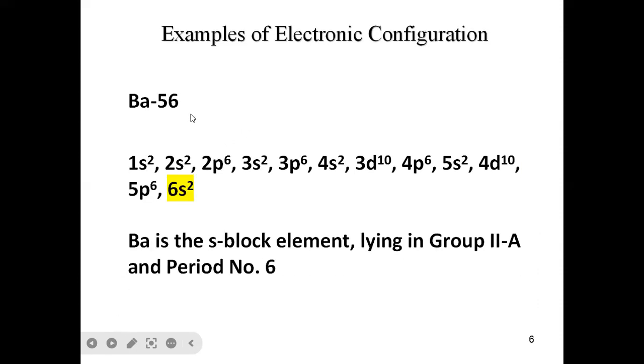Taking the example of barium 56, we can proceed to write the electronic configuration as, and at last we have 6s2. So this shows that barium is the s block element lying in group 2A and period number 6, because 6 is here and s2 means second A group in the periodic table.